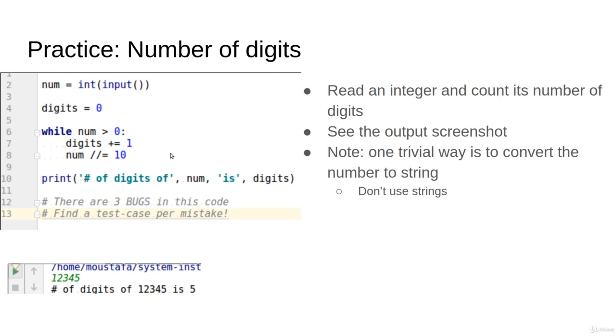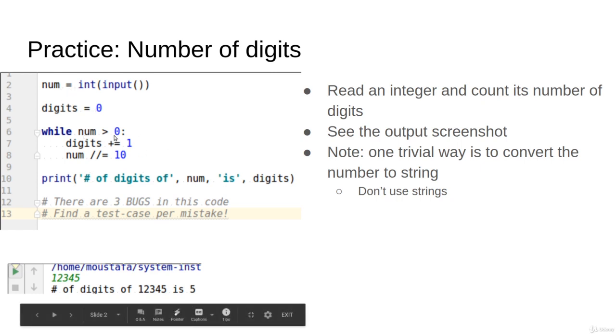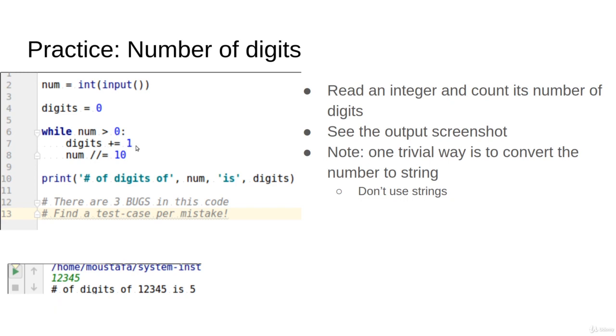So let's make a tracing. Num here is 1, 2, 3, 4, 5. Is num greater than 0? Yes. So we increment a digit and we then say num divided by 10. When we do that, we have now the number as 1, 2, 3, 4. So we added plus 1 for the 5 that we removed, and we removed the 5. Let's continue. The 1, 2, 3, 4 is greater than 0.